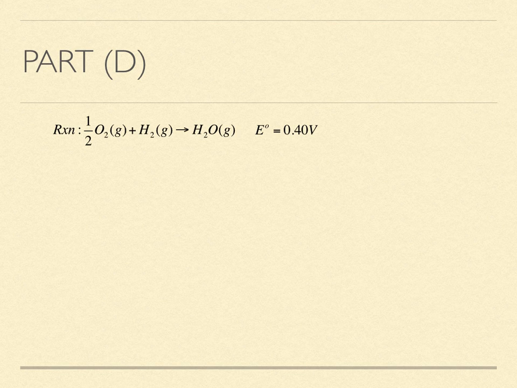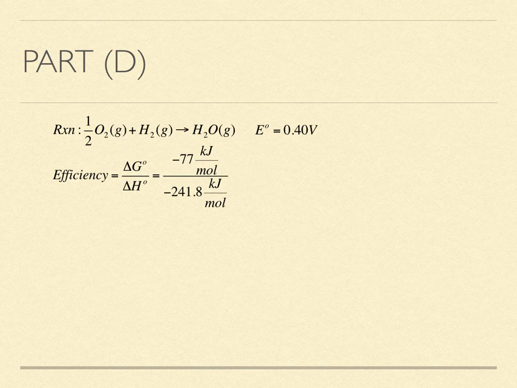Lastly, we can calculate the efficiency by dividing the delta G naught and delta H naught values found earlier. 32% is a reasonable result, since conventional nuclear power stations range from 25 to 30% efficient. So in this problem, we saw how delta G and delta H can be used together to solve real-world problems.